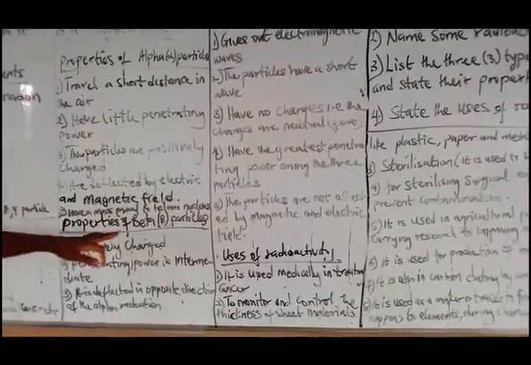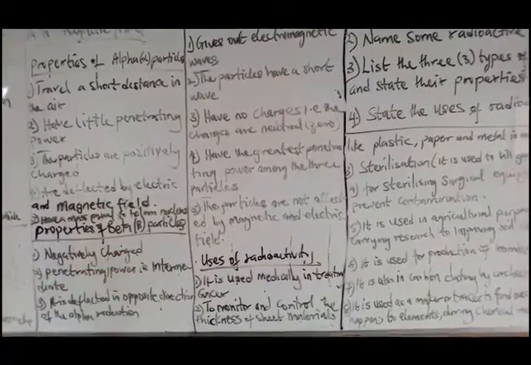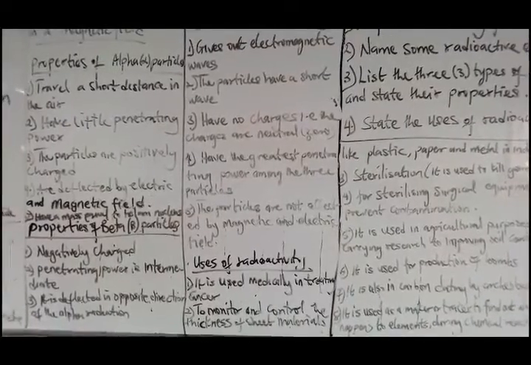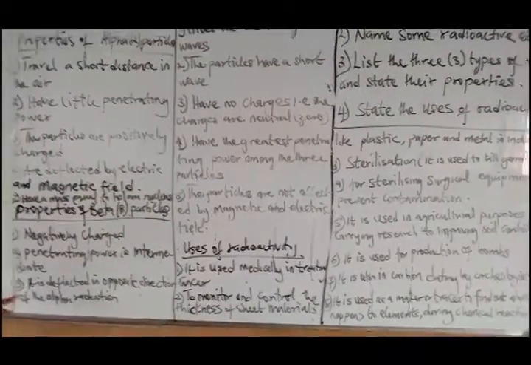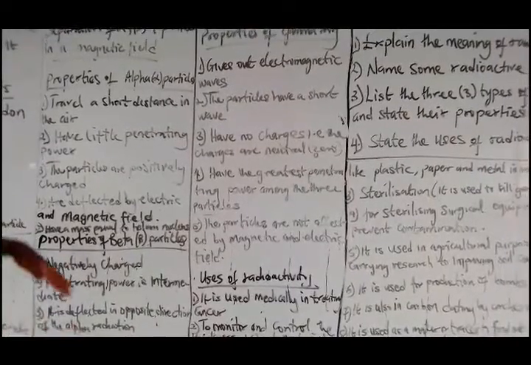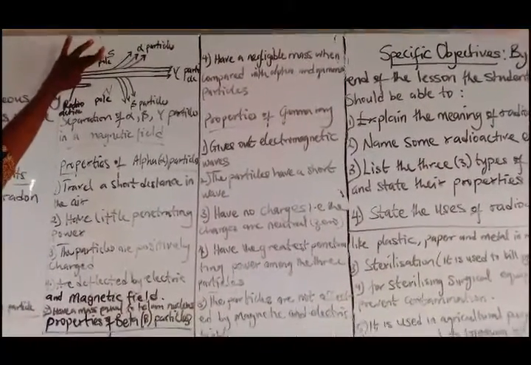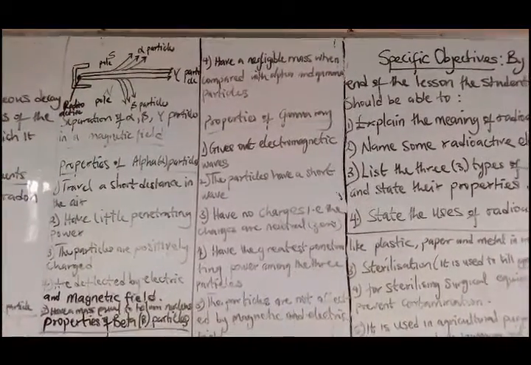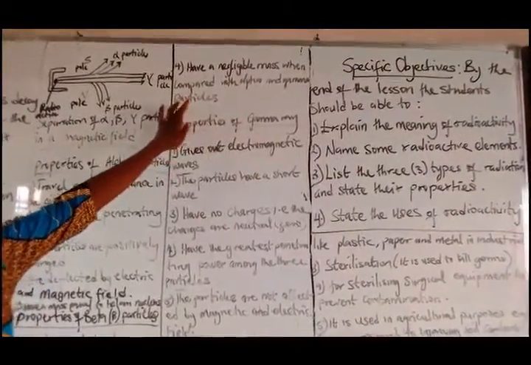Then let's look at properties of beta particles. 1, it is negatively charged. 2, penetrating power is intermediate. That means it has more penetrating power than the alpha particle. Number 3, it is deflected in the opposite direction of the alpha radiation. From this diagram, you will see that the alpha radiation is deflected to the south pole, while the beta is deflected to the north pole. That is opposite. Then the fourth one, it has a negligible mass when compared with alpha or gamma ray.